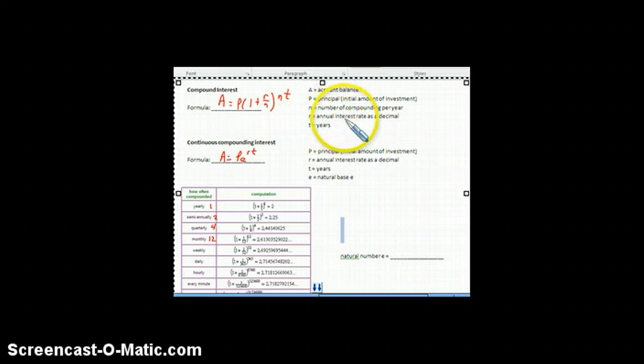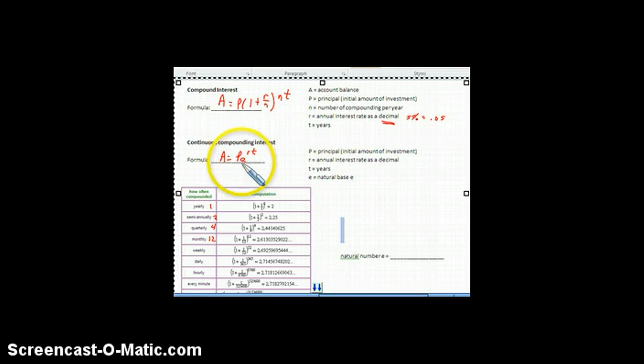Finishing the rest of this off, R is the interest rate as a decimal. So if it's 5% interest rate, it would end up being 0.05 as the interest rate. And T is the number of years that your money is left in this account for. Okay. Looking at this form here, A and P are still the same thing. A is the amount in the account, P is the initial amount that I've invested, R is still the same, it's the interest rate as a decimal, and T is still the same as well.